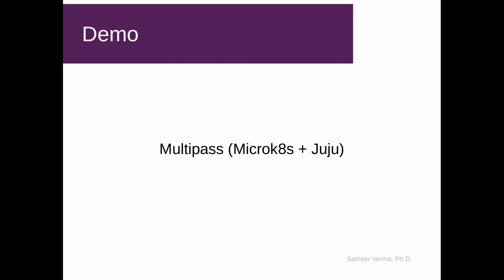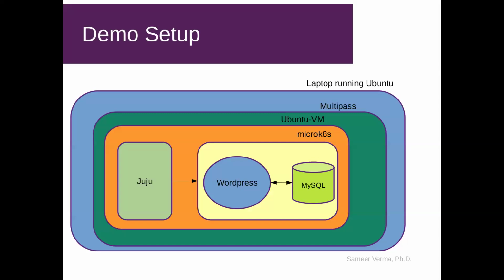So for multipass, I put together some descriptions of it. In my case, I have this Dell laptop that you're watching the Zoom on. It runs Ubuntu, so that's the outer blue box here. I would install and run multipass, which would give me this green Ubuntu virtual machine. Inside of that, I would install microK8s. And there I would use Juju to set up WordPress with a MySQL database. It sounds complicated, but those are the layers, right?